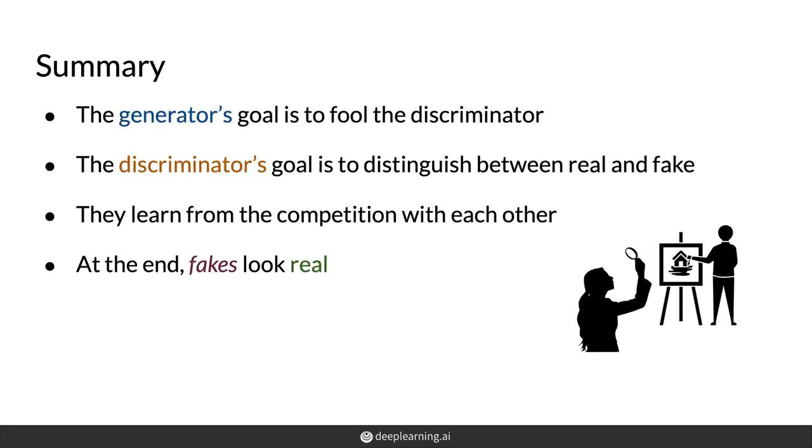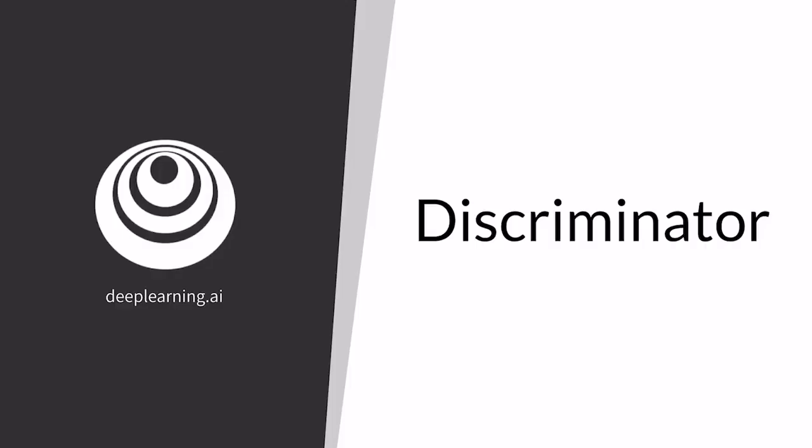So in summary from this lesson, it's important to take away that the goal of the generator is to produce fakes that look real to the discriminator.